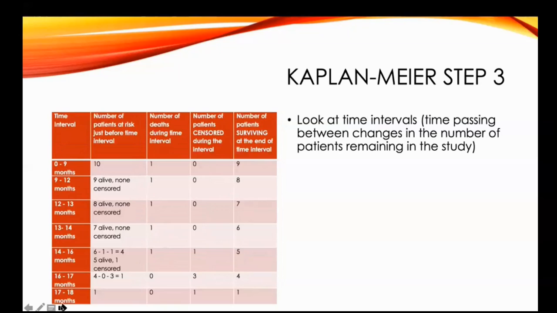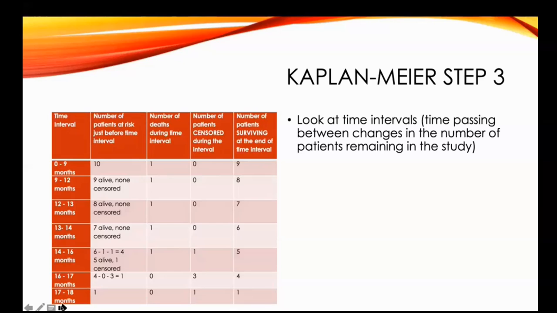Step number 3 is to look at the time intervals, the time passing between changes in the number of patients remaining in the study. So I'm going to have you follow along on the worksheet for this too, because this is sort of the important critical understanding of how to fill out and perform the Kaplan-Meier analysis. So the first time that we see a change in the number of patients in the study is at 9 months. So our first time interval is from 0 to 9 months.